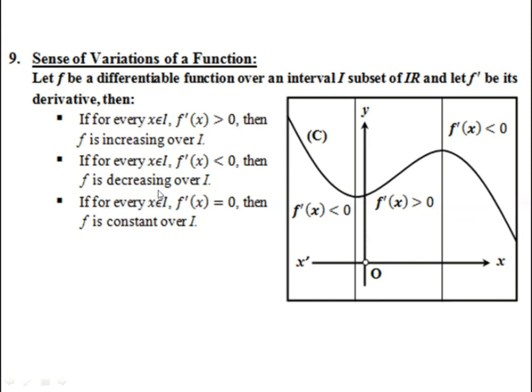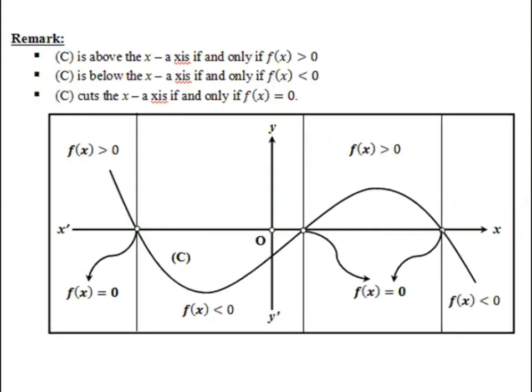And if for every x belongs to I, not 1 point, the derivative is equal to 0, then f is a constant function over this interval I. Remark: if the part of a function is above the x-axis, then f of x is positive. If the part of a function is below the x-axis, then we have f of x negative. And when the curve C of the function f cuts the x-axis, we have f of x equals 0. These are very important for graphical solutions.